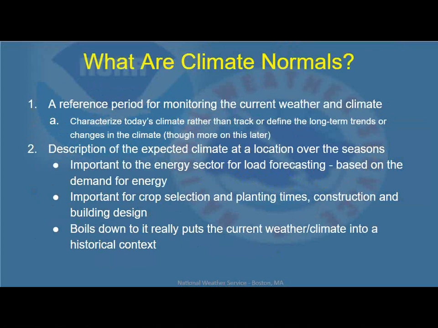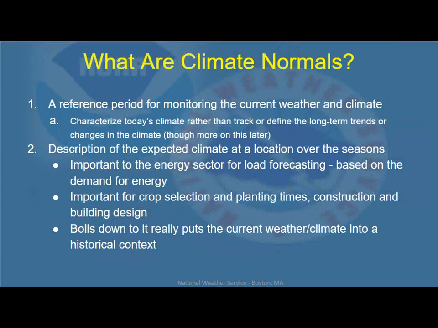It's really important to the energy sector for load forecasting based on the demand for energy. So, these last couple of days it's been really hot, you have to have a certain amount of energy output for folks cooling or heating their homes. Obviously, this week we've been mostly cooling our homes. So the climate normals help with how much money is going to be spent when you're stressing the system.